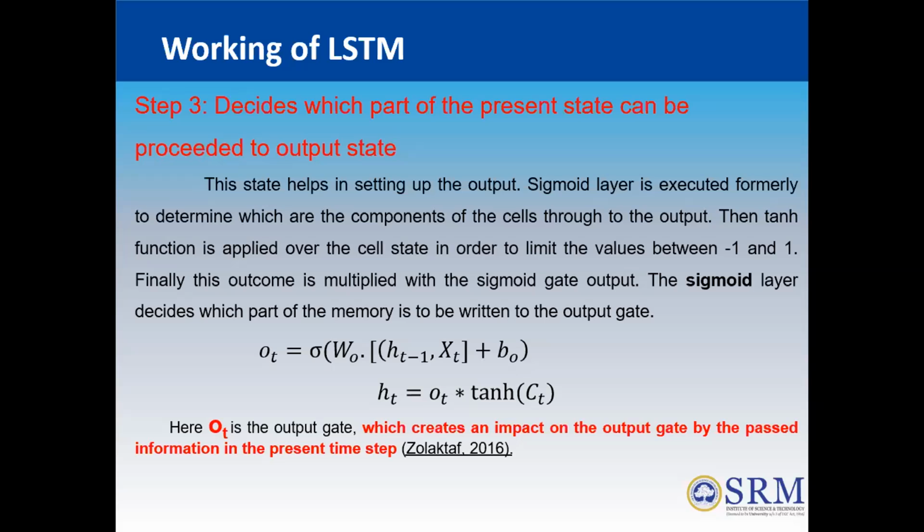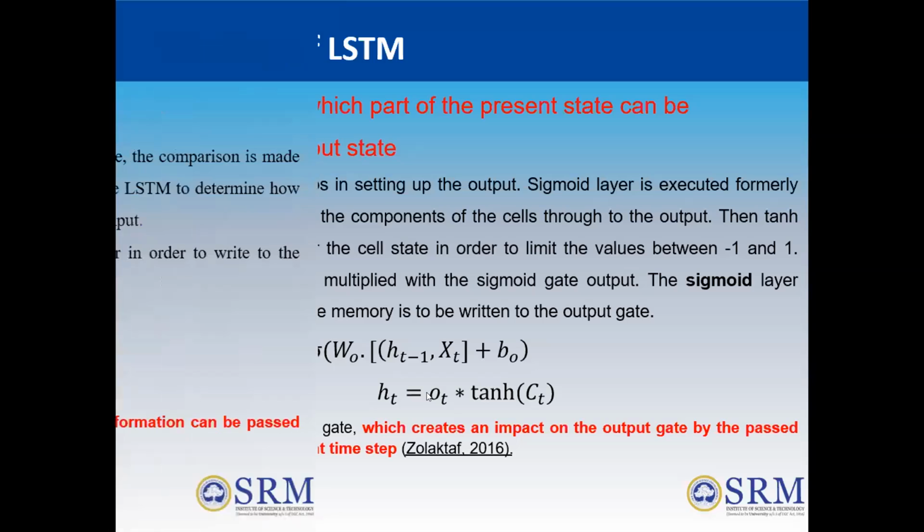So what happens here is the output value o of t is given as sigmoid of W into h of t minus 1, x of t, plus the bias, because that determines which components of the cell proceed to the output. Then h of t equals o of t into tanh of c of t. We apply tanh to c of t, multiplied by o of t, just to limit the values between minus 1 and plus 1. So that is what is done. That is how an LSTM works.